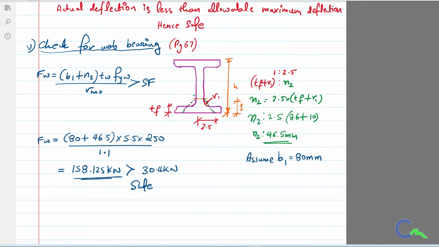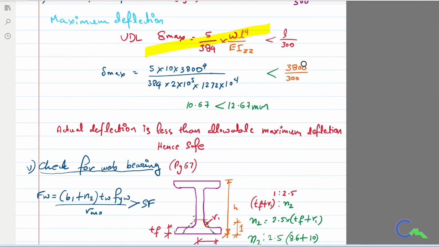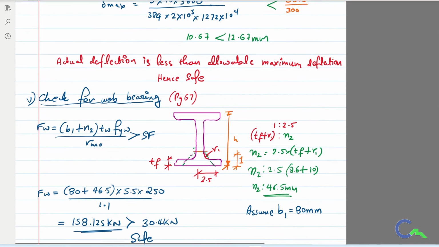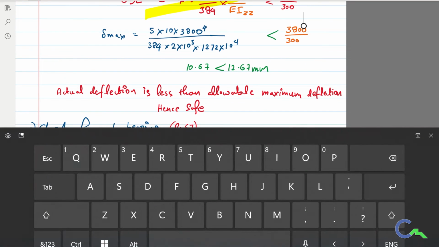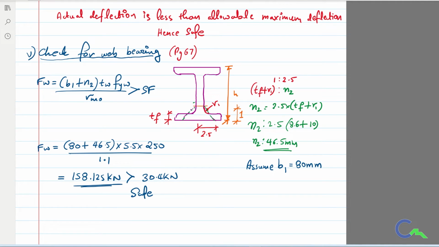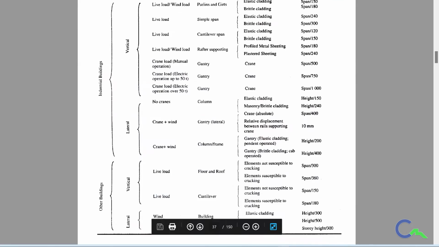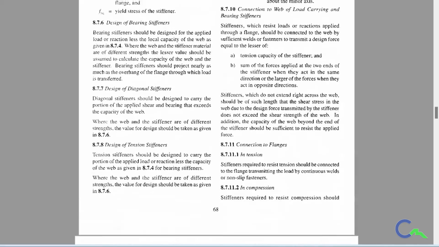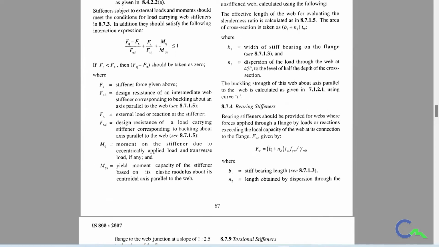I have chosen a little higher section. If you see the ZP value, this is the reason. If I am not choosing a higher value, it is going to fail and we have to do the redesign. Now I come to the last part, that is check for web bearing. We have to refer to page number 67, and in page number 67 we are going to get this particular formula.